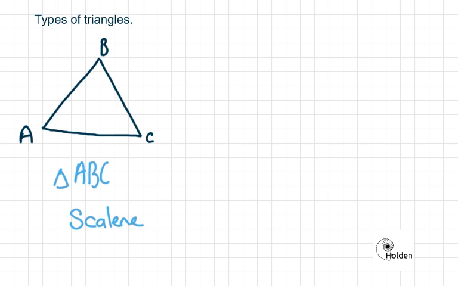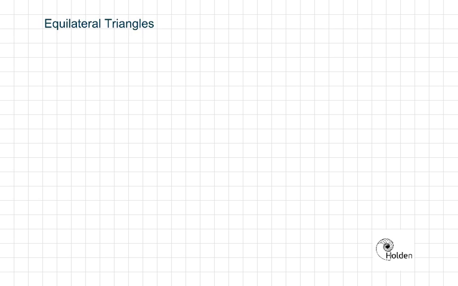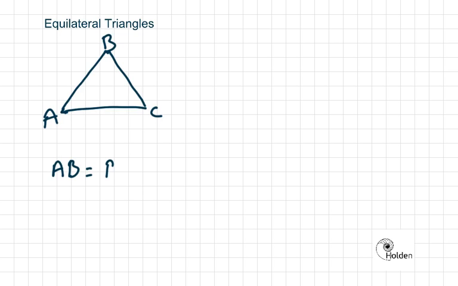Okay, so the one that we have to be able to spot is definitely the equilateral triangle. Okay, the equilateral triangle is a triangle whose sides are equal in length. Okay, so lines AB are equal to BC, which is equal to AC, and we mark that as this. Okay, so an equilateral triangle, what's special about it, all three sides are the same length, three sides same length.